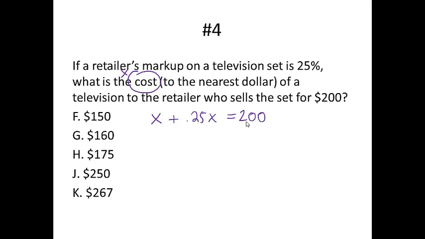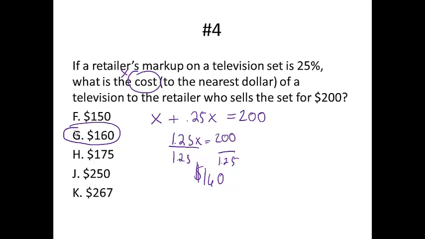So now from here, there's a couple ways that I could work it. I could go ahead and solve this algebraically, or I could just start plugging values in. I'm going to solve this algebraically. X plus 0.25x would be 1.25x is equal to 200. And then I just simply divide both sides by 1.25. And when I do that, I get $160. So my answer would be choice G.